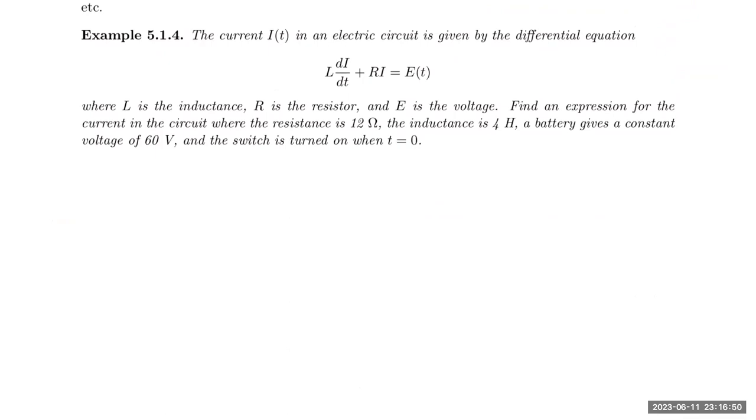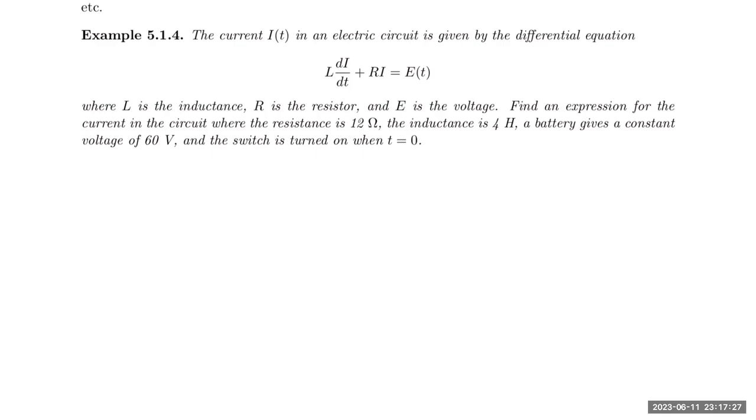Let's say that the current I(t) in an electric circuit is given by the differential equation L di/dt + Ri = E(t), where L is the inductance, R is the resistor, and E is the voltage. Let's say we want to find the expression for the current in the circuit where the resistance is 12 ohms, the inductance is 4 Henry, a battery gives a constant voltage of 60 volts, and the switch is turned on when t is equal to 0.